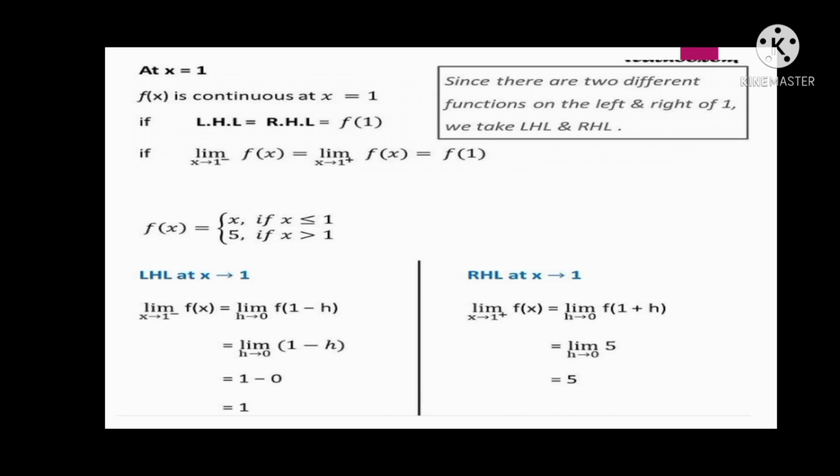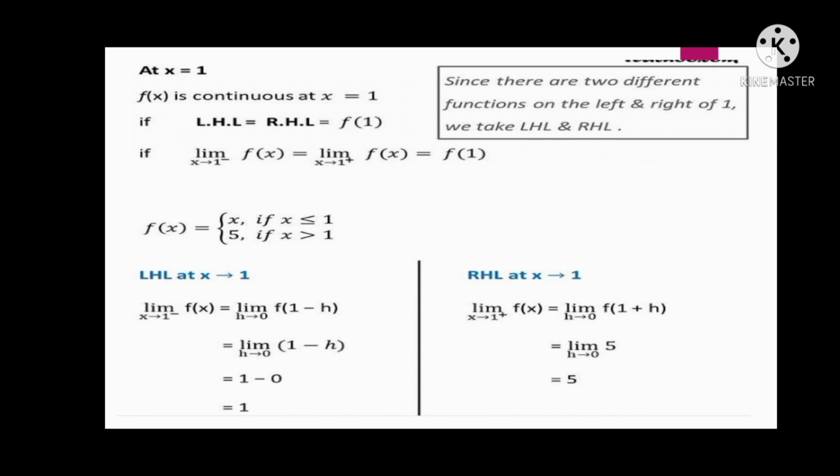So f of x is continuous at x is equal to 1 if LHL is equal to RHL is equal to f of 1, that is, limit x tends to 1 minus f of x is equal to limit x tends to 1 plus f of x is equal to f of 1. Given f of x is equal to x if x is less than or equal to 1, and 5 if x is greater than 1. We need to find out both left and right continuities.